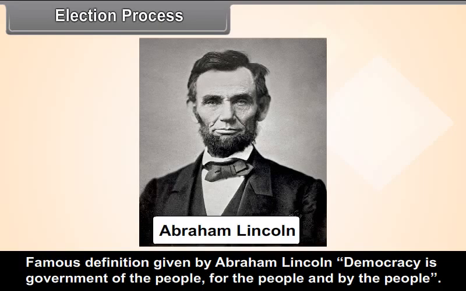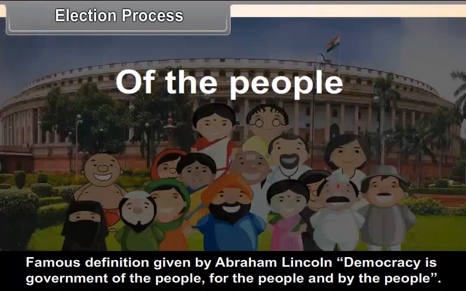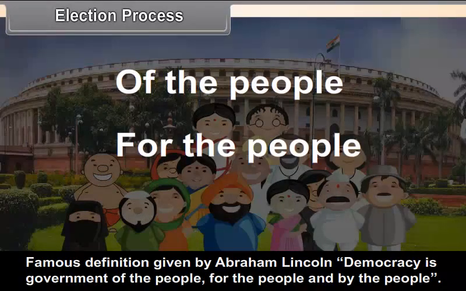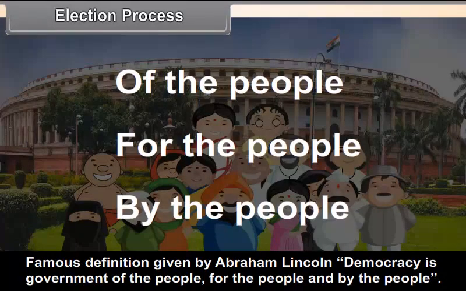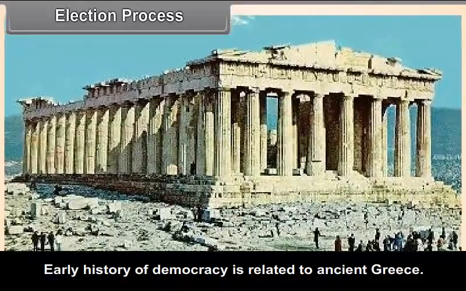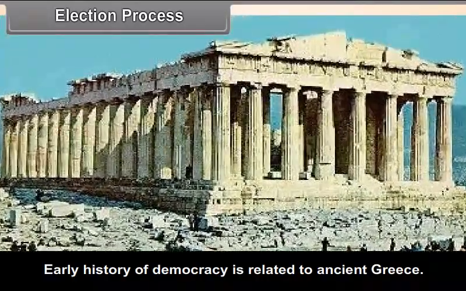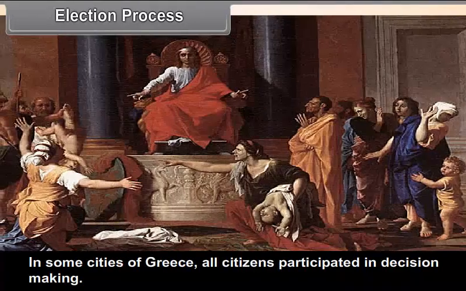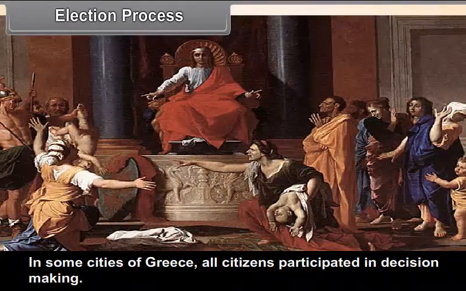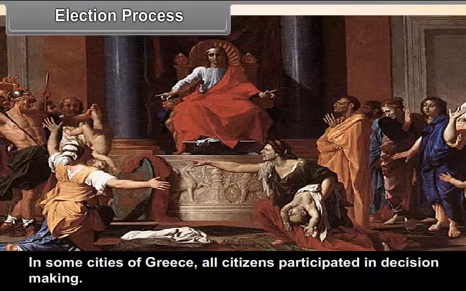A famous definition was given by Abraham Lincoln: Democracy is government of the people, for the people, and by the people. The early history of democracy is related to ancient Greece. In some cities of Greece, all citizens participated in decision-making.